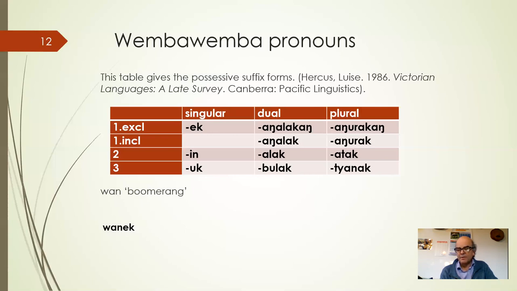So ek is in the table, and it's described as first singular exclusive. It's in the exclusive column because it does not include the listener. This is a particular feature of these languages, and some languages of Northeast India also have this feature. The first person plural might or might not include the listener. The Tangsa languages, for example, have that feature in their pronouns. So what does wanek mean?